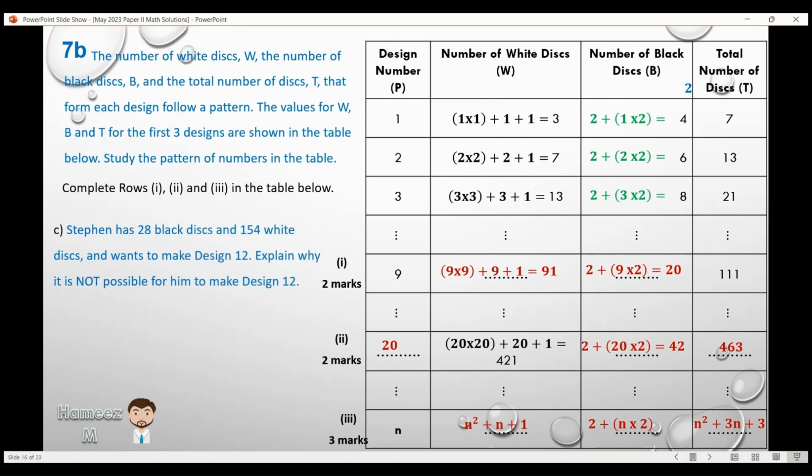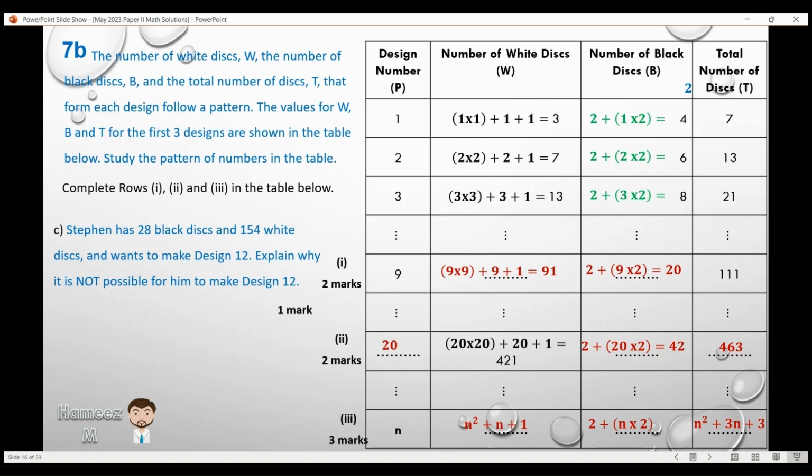Part C, the last part of this question. Stephen has 28 black discs and 154 white discs and wants to make design 12. Explain why it is not possible for him to make design 12.